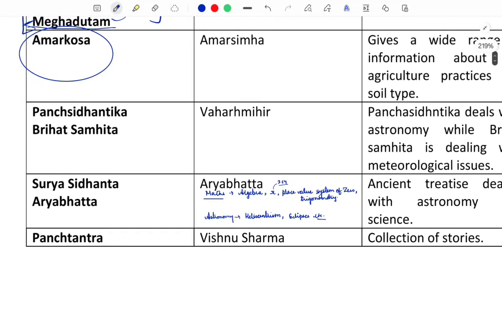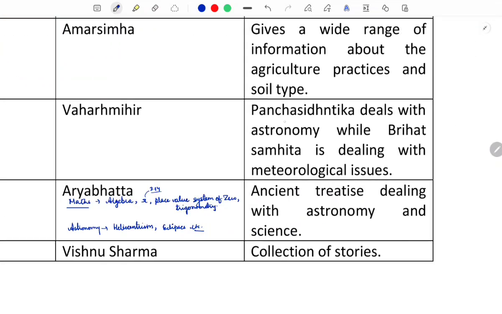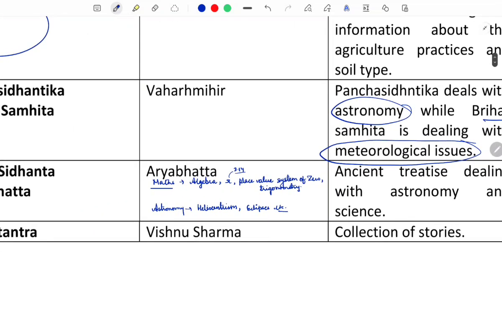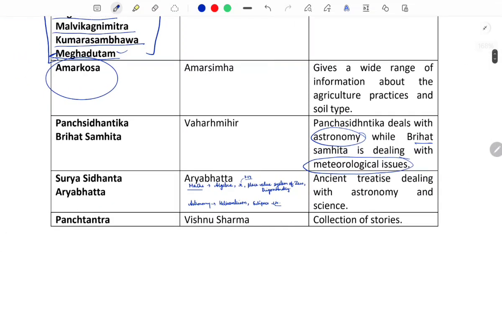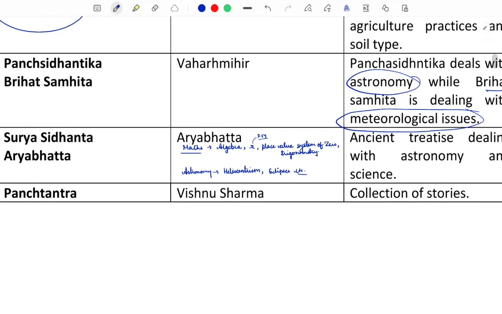Varahamihir, you must have heard this person's name, and Varahamihir's Panch Siddhantika and Brihad Samhita are very important. Panch Siddhantika deals with astronomy, while Brihad Samhita deals with meteorological issues. In Brihad Samhita, he has given different aspects of the Indian monsoon. So you can see that they had a very good understanding of the monsoon at that time, all because of Varahamihir's Brihad Samhita.